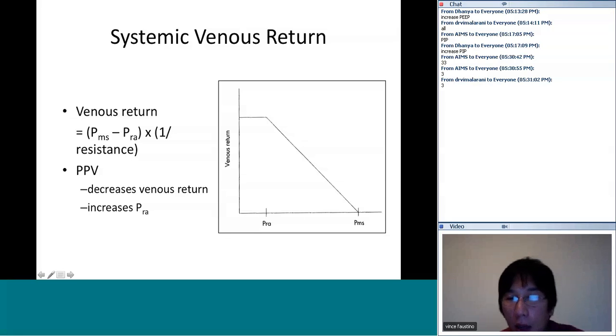But for our purposes, the most important thing is that when you increase your intrathoracic pressure, and that pressure gets transmitted to your right atrium, your pressure goes up, so it goes to the right. Your mean systemic filling pressure is somewhere here, so the delta between those two decreases, and if you project it up there, your venous return decreases. So positive pressure ventilation decreases venous return, and this happens because of an increase in your right atrial pressure.